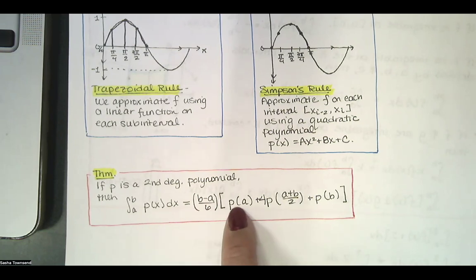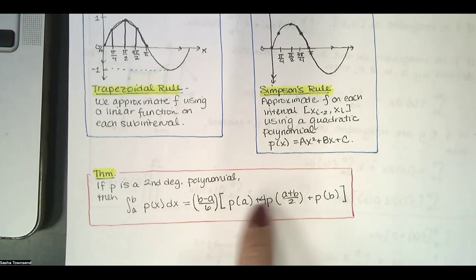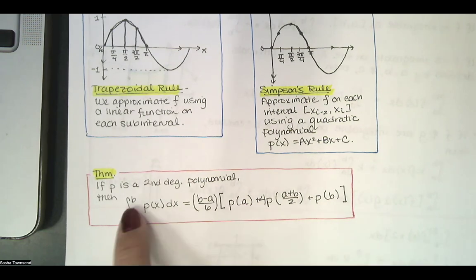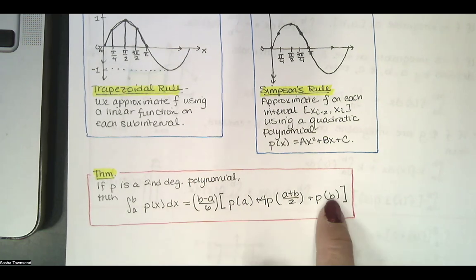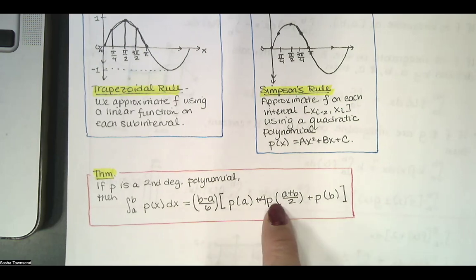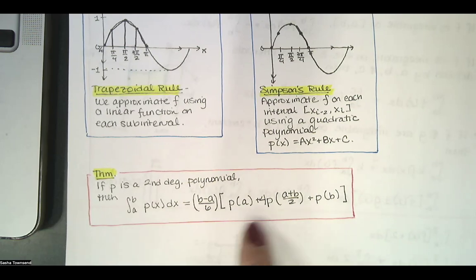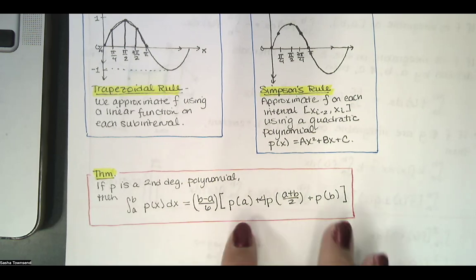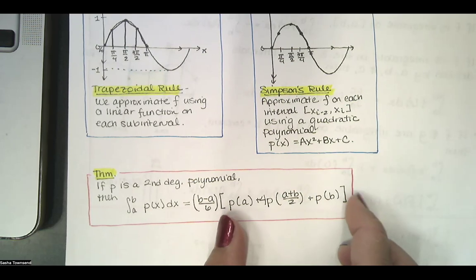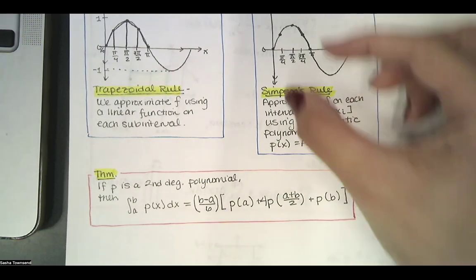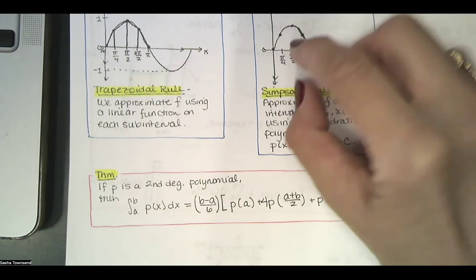And then we have 3 function values. We've got the value of the polynomial at one endpoint, plus the value of the polynomial at the other endpoint. And then we've got 4 times the value of the polynomial at the midpoint between x equals a and x equals b. That's why we're using this formula. We're coming up with this formula here, and then we're going to apply that to points on the curve.